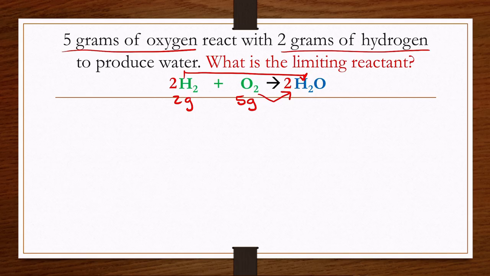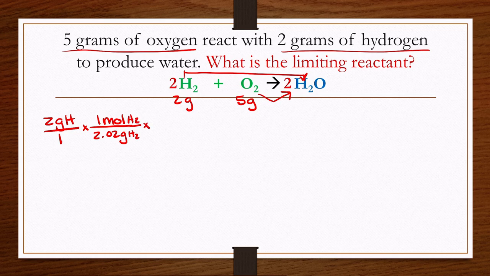So my first problem, I have 2 grams of hydrogen. That's what I'm starting with. And since I'm in grams and I'm doing stoichiometry, I have to convert that to moles. And so I'm going to divide by the molar mass for hydrogen, which is 2.02 grams of hydrogen for every 1 mole of hydrogen.